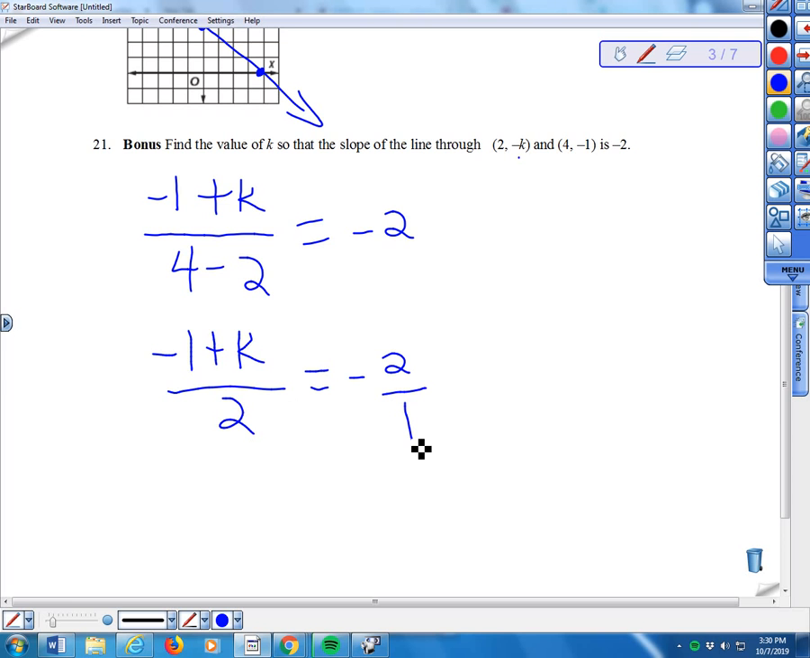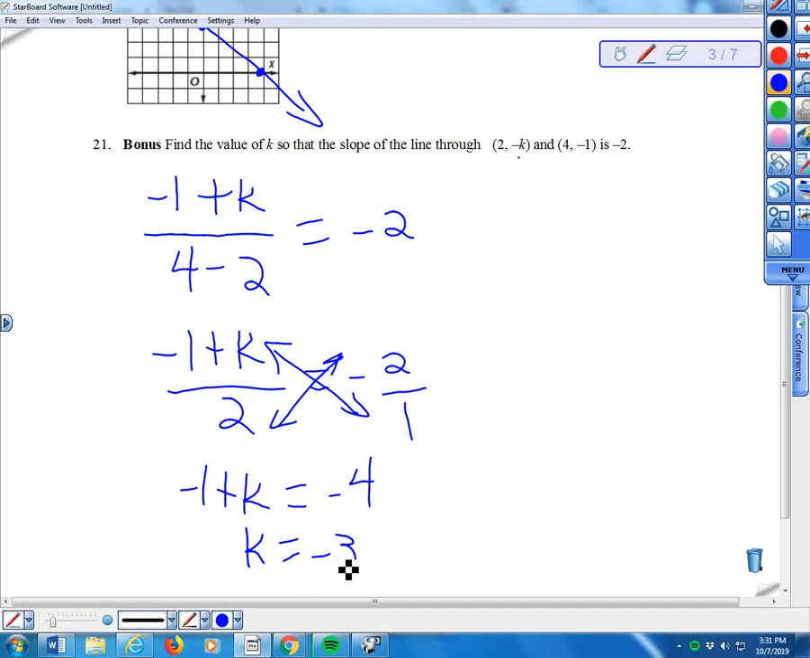We'll put that over 1. What do we do here? Cross multiply, right? Okay, 1 times all of this is just that. That's pretty handy. 2 times negative 2 is negative 4. I add 1, k equals negative 3. So could we have just multiplied 2 to negative 2? Yes. And not 4, and then... Yes. Yep. And then solved. You would have gotten the same thing.